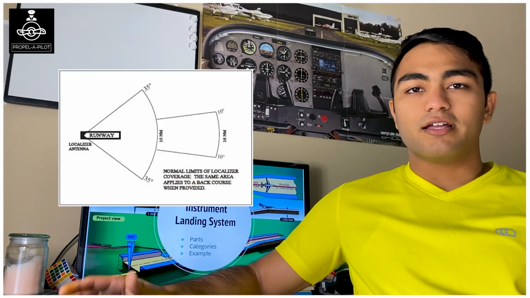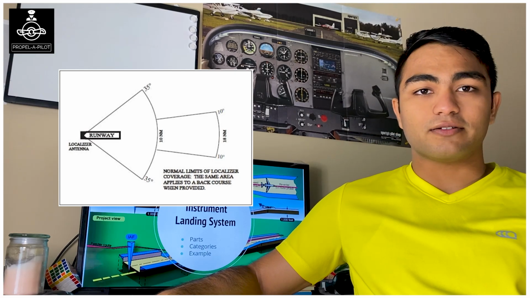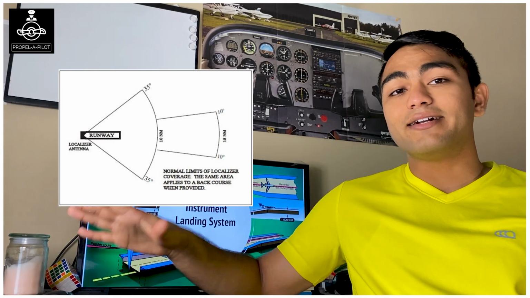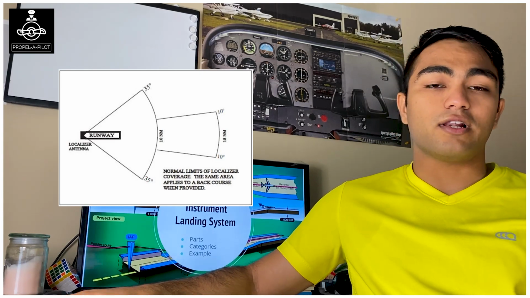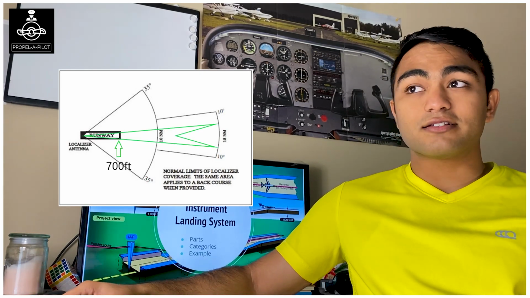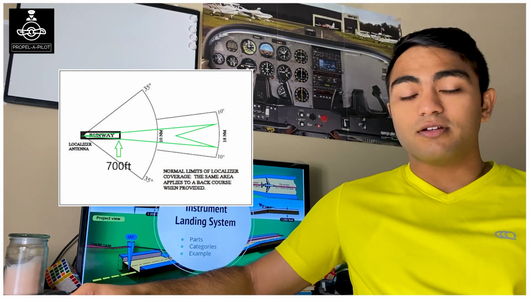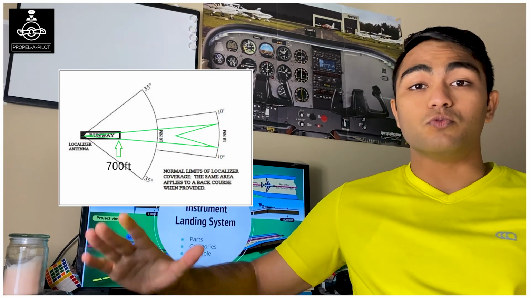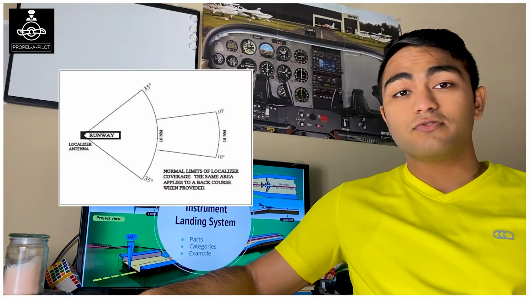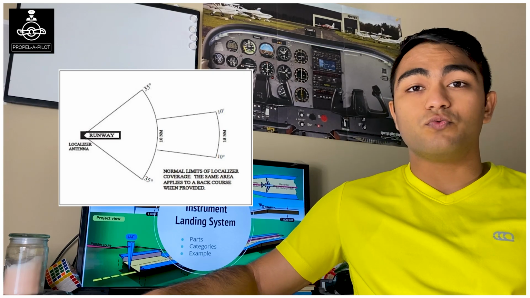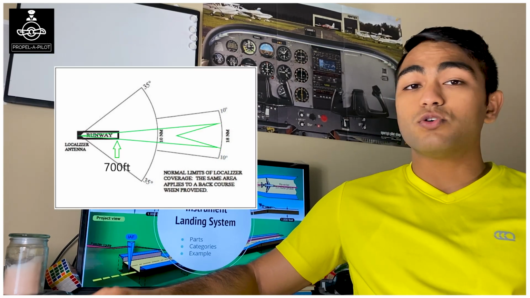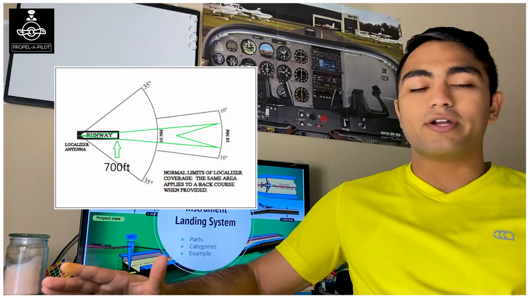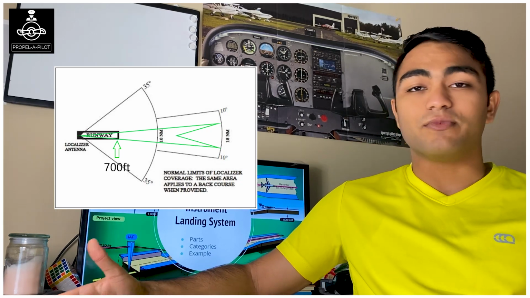This right here is the service volume of the localizer, meaning this is the area in which you will be guaranteed reception of the localizer signal. And this is the course width, meaning this is the region in which the CDI will be moving. Again, the service volume is the region where you will receive the signal, and the course width is where the CDI becomes active. It will start moving left and right as you try to intercept the course.